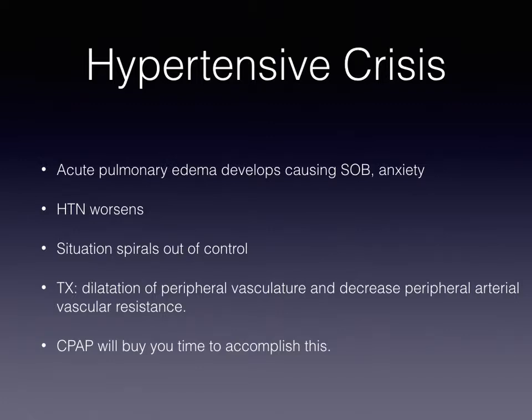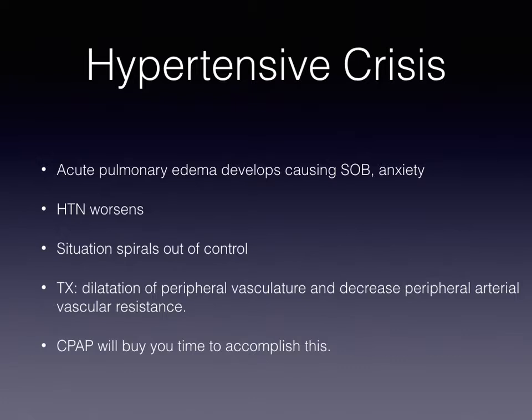And so what you find here is a patient who's extremely hypertensive. They're very short of breath. They're in severe respiratory distress. These folks need dilation of the peripheral vasculature and a decrease in their peripheral arterial vascular resistance that is best done with nitroglycerin. So get them some nitroglycerin, get their blood pressure down. CPAP will buy you some time to accomplish this.